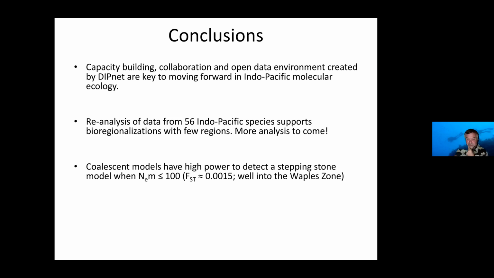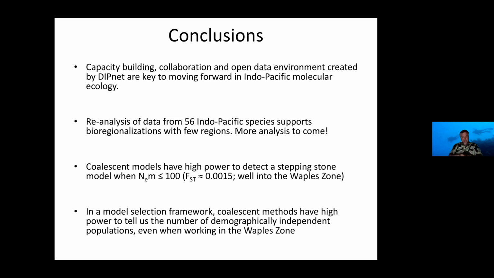Our coalescent models do have very high power to detect a stepping stone model with effective migration up to 100 individuals per generation. And in a model selection framework, these coalescent methods have really high power to tell us about the number of demographically independent populations. So I would say that this work was possibly one of the first to suggest that each Hawaiian island could be managed separately. It's possibly the case that the populations on each island are demographically independent from the other islands.